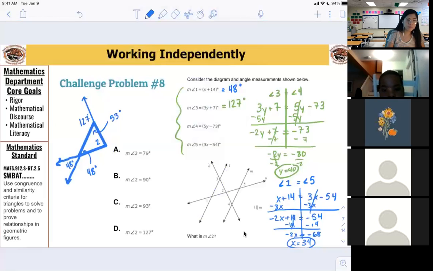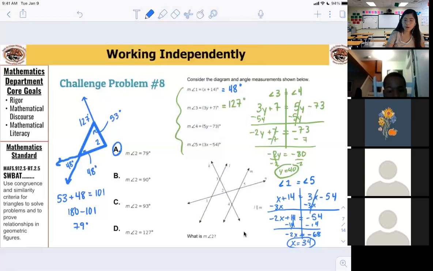Add them and then do 180 minus what they add up to. Good. So what's 53 plus 48? 101. So 180 minus 101? 79. 79 degrees. So the measure of angle 2 is 79 degrees. Okay, I understand.